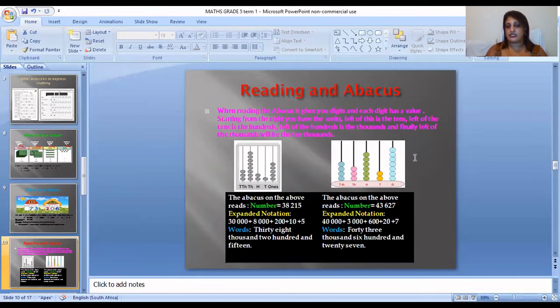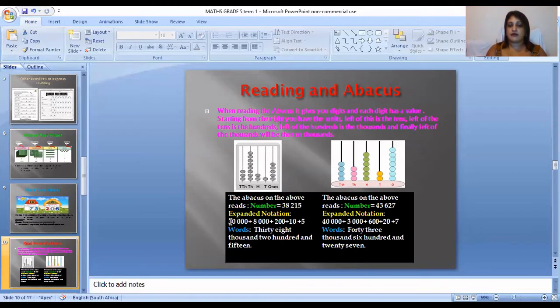Here as well, there's another abacus here, right? It starts with 4, 3, 6, 2, and 7. So let's look at the first abacus. Each circle here must be counted for each line. So the first one is 3, then it's 8, 2, 1, 5. When I write it together, it reads 3, 8, 2, 1, 5, as you can see at the bottom.